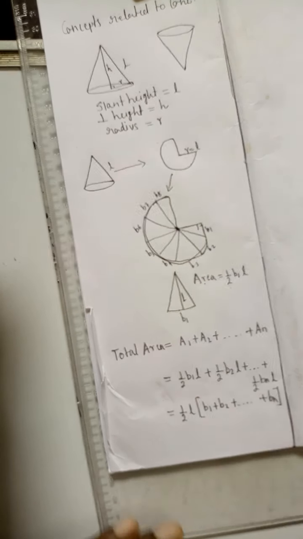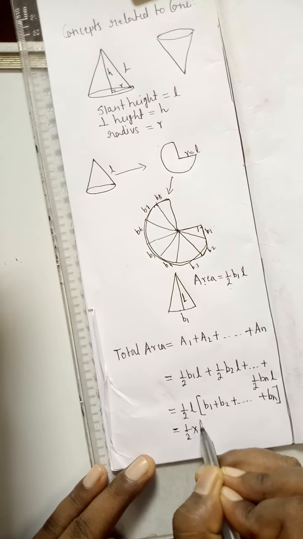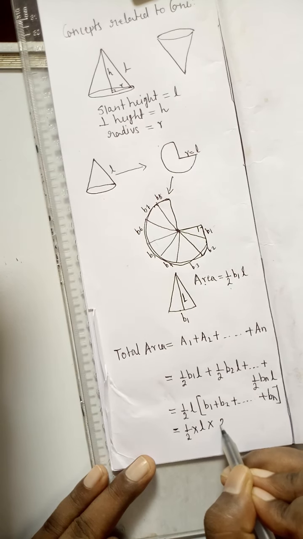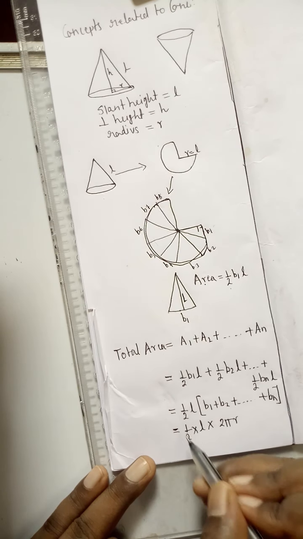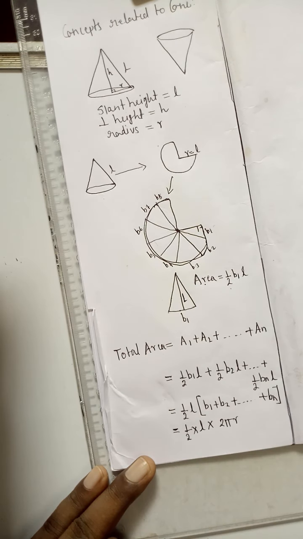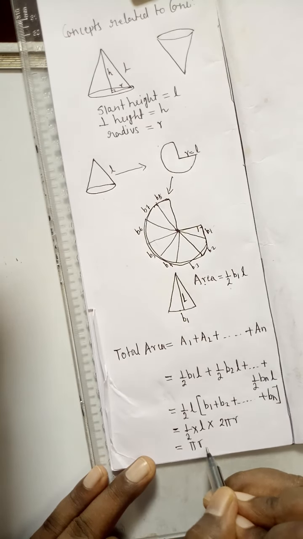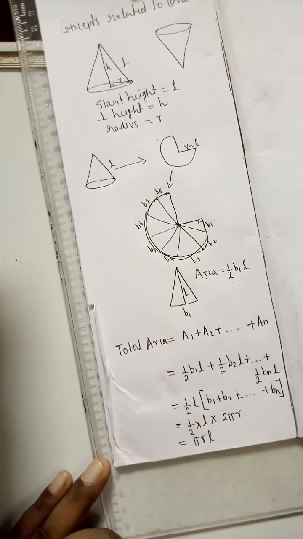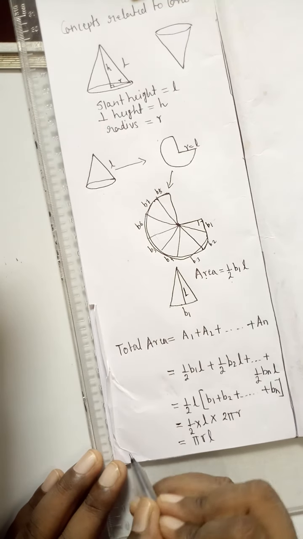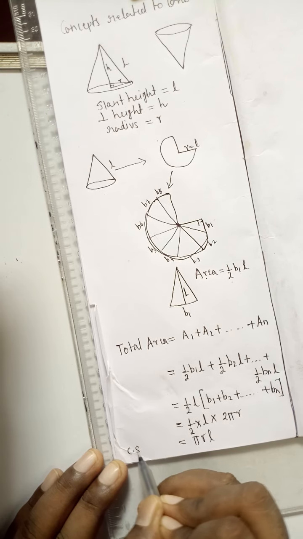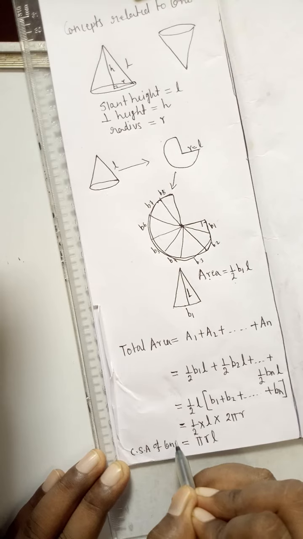Circumference of its base means, again, so this can be written as half into L into its circumference, which is 2 pi r. I hope this is clear. So in this case 2 gets cancelled, right? So what is the remaining? Pi r L. I repeat, this is total surface area. And which area? This is curved surface area of cone. I hope this is clear.